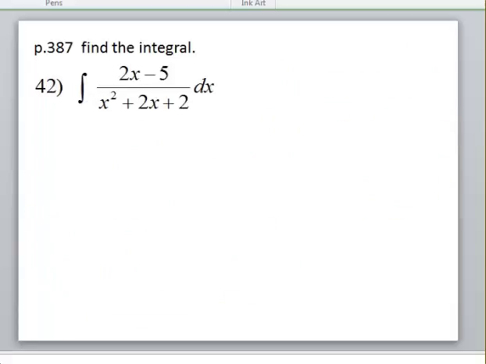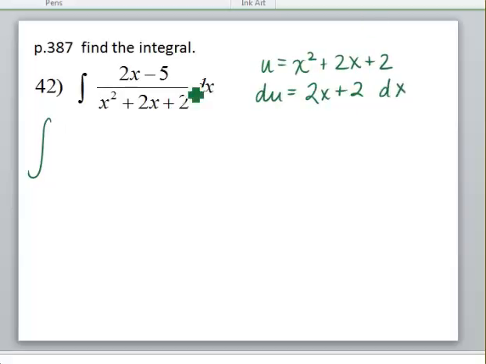Going on to another problem. I may not get this completely finished in this video, so I'll finish it up in the next one. Again, maybe I could just pick this as my u. I'm going to try that. x squared plus 2x plus 2, du is equal to 2x plus 2. Almost what I needed. I needed 2x minus 5. Well, that gives me an idea.